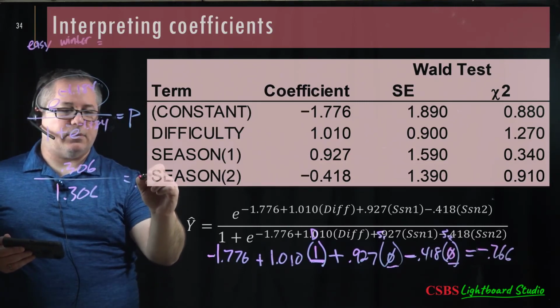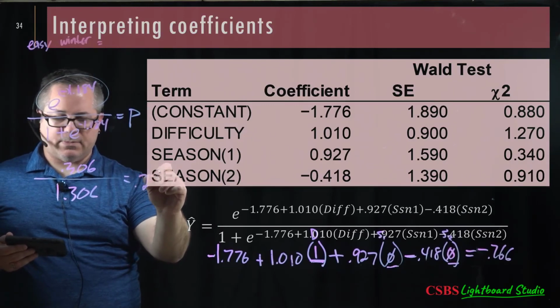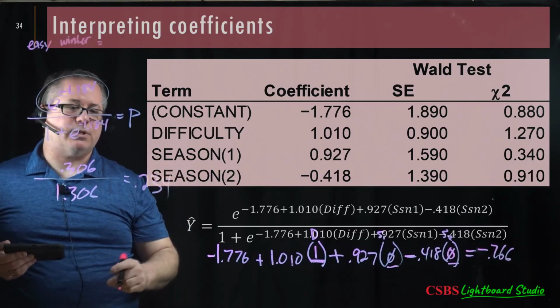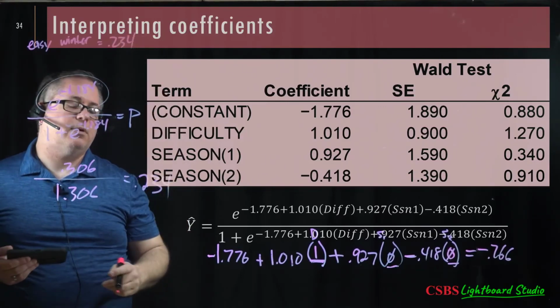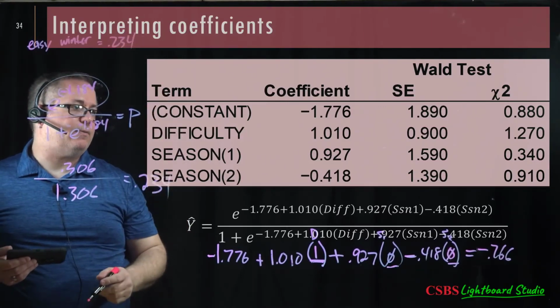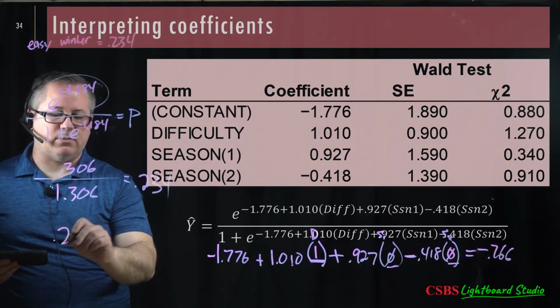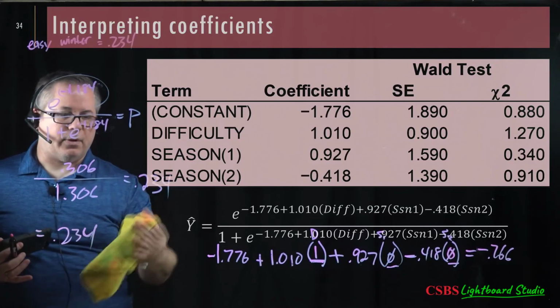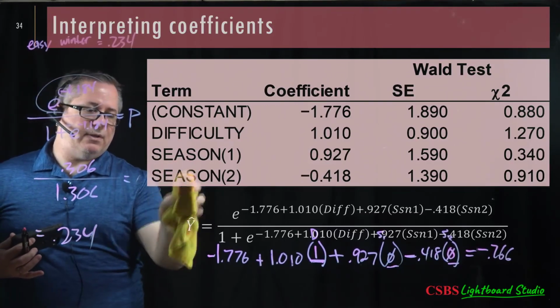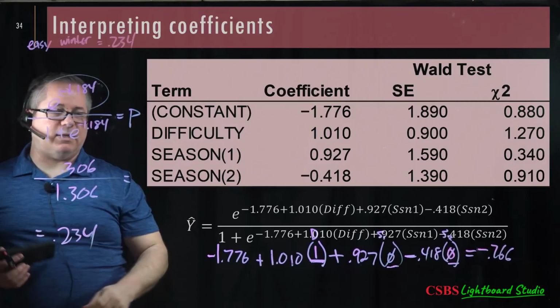This makes more sense. You only have a 23% chance. So this really should be 0.234. You have a pretty low chance of falling. 0.234. All right, this is for our easy winter skiing. That should be our least likely chance for falling.